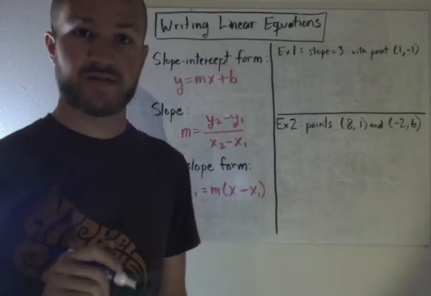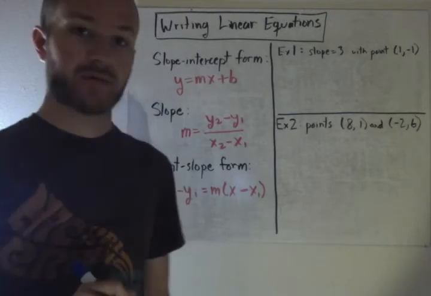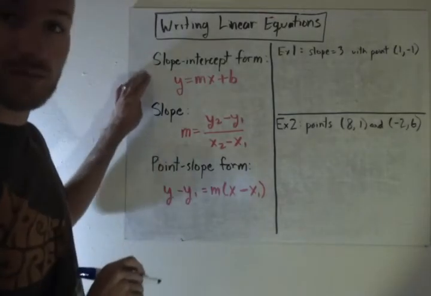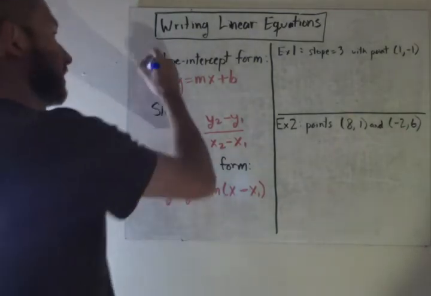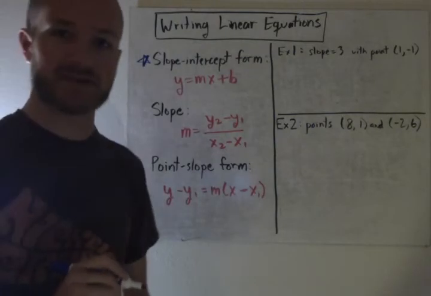Hi, in this video I'm going to teach you how to write linear equations. So start with a little bit of review from Algebra 1. Slope-intercept form, and we have slope. Slope-intercept form is maybe the most famous of these. It's y equals mx plus b.